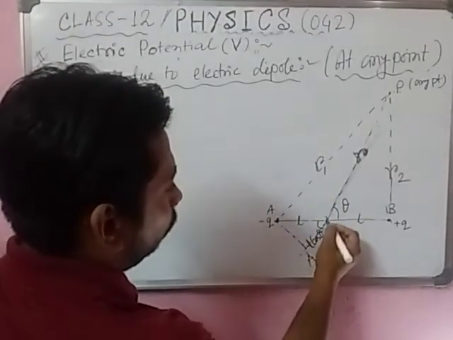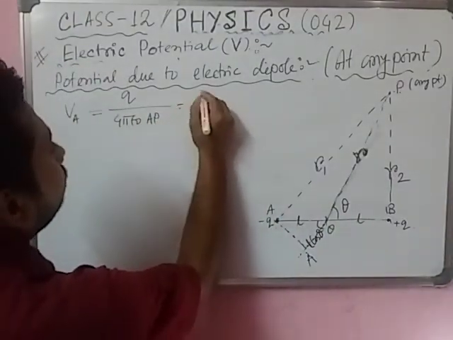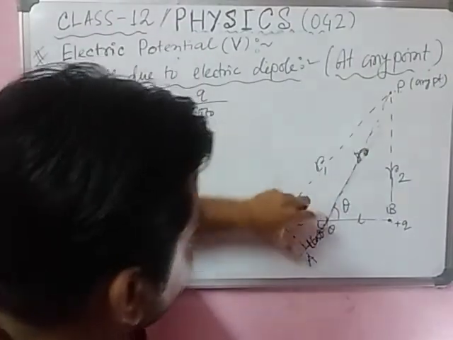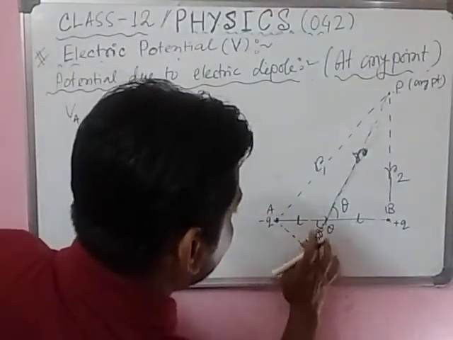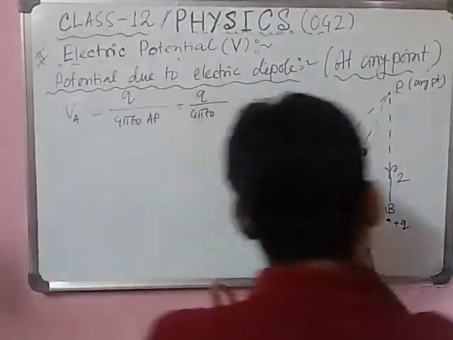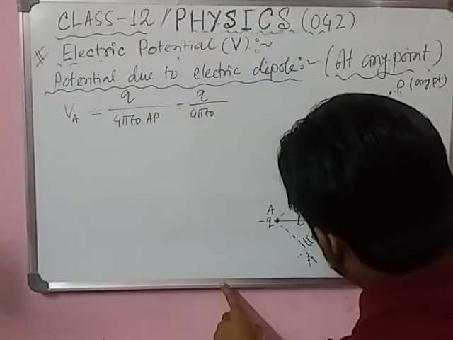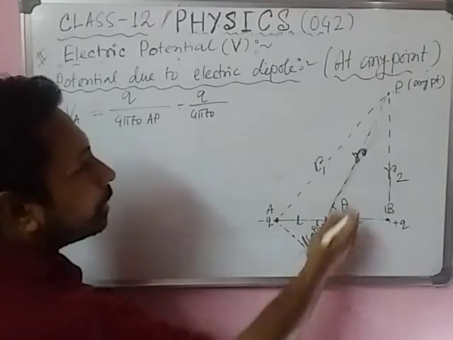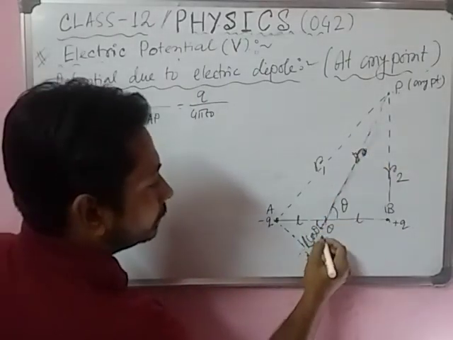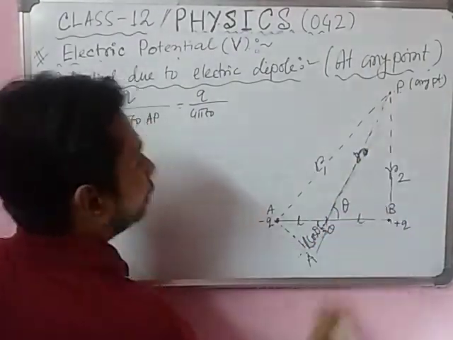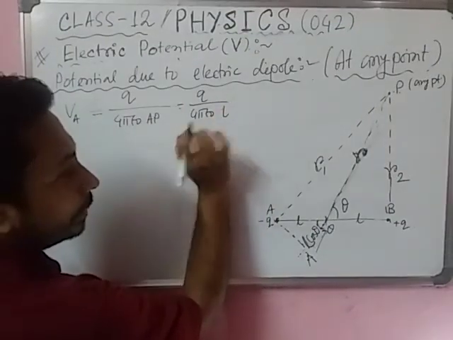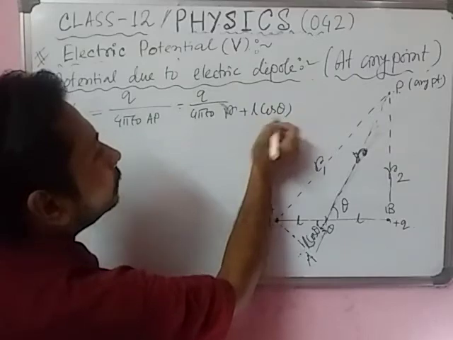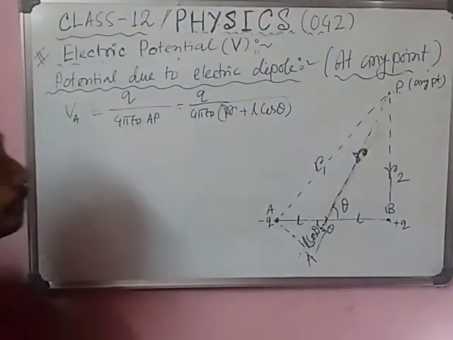Similarly, AP means Q by 4 pi epsilon naught times AP. So how much is AP? This is L cos theta. Can you see? L cos of theta. And this is R. So the total distance is R plus L cos of theta. This is your AP. Okay, no doubt.